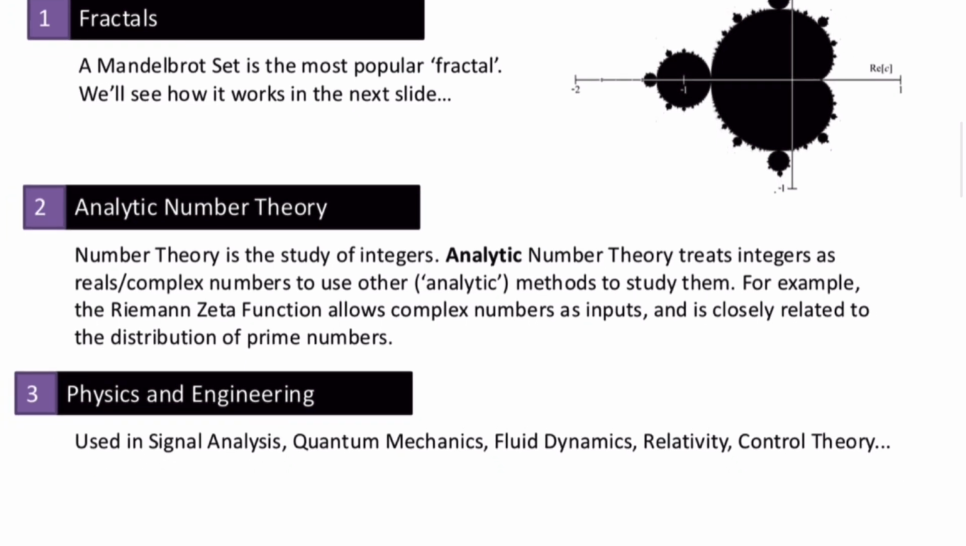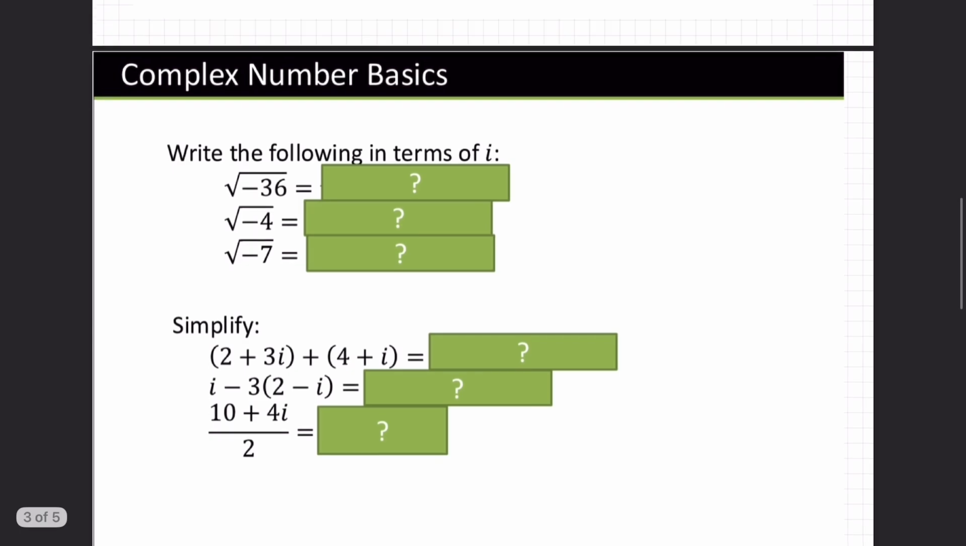Analytic number theory. Number theory is the study of integers. Analytic number theory treats integers as real or complex numbers to use other analytical methods to study them. For example, the Riemann zeta function allows complex numbers as inputs and is closely related to the distribution of prime numbers. And it's used in physics and engineering, so signal analysis, quantum mechanics, fluid dynamics, relativity, and control theory. But again, lots of things above my pay scale. So let's have a quick look at it.